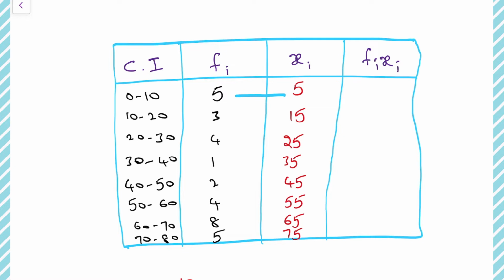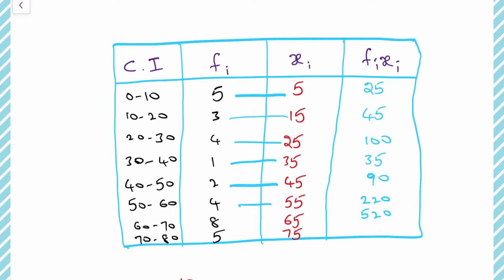5 fives are 25. Write that number here, 25. 3 fifteens are 45. Write that 45 here. 4 twenty-fives are 100. 1 into 35, 35. 2 into 45, 90. 4 into 55, 220. Next, 8 into 65, 520. Next, last one is 75 times 5. 5 fives are 25, 375. So these are the fi xi values.